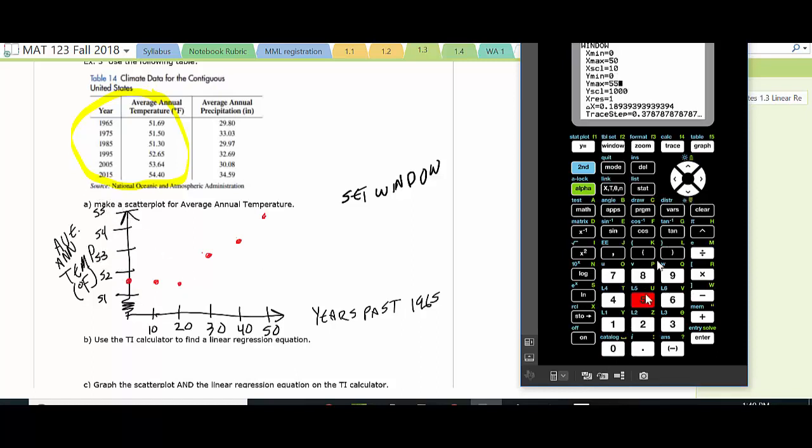So we can go like 0 to 55, and then scale it maybe by 5. Okay, that would be logical to me. Okay, like that. All right, now the next thing that you've got to do on here is do this.